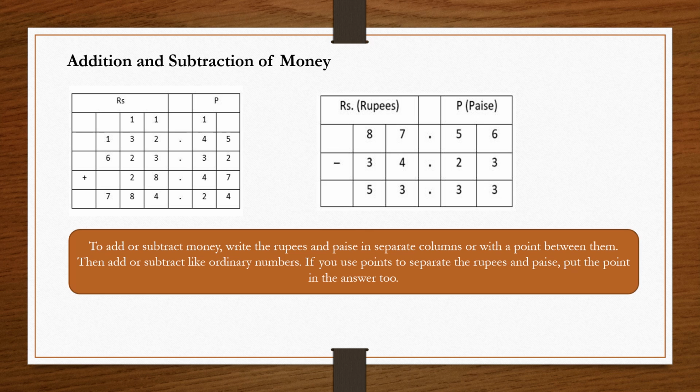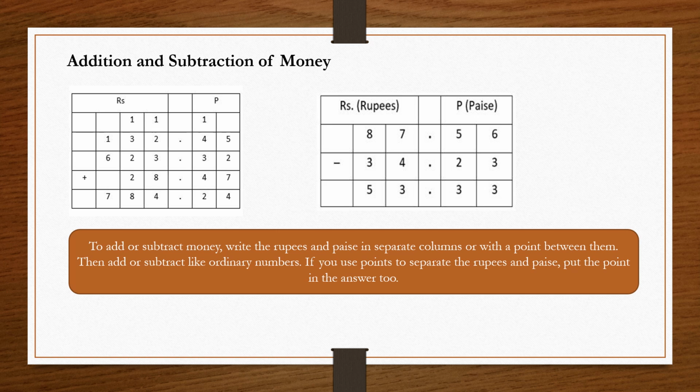So what is the answer? 784 rupees 24 paisa. So children, the way you add, the same way you have to follow here also. Simply you have to keep in mind that the point should be mentioned in the answer column.